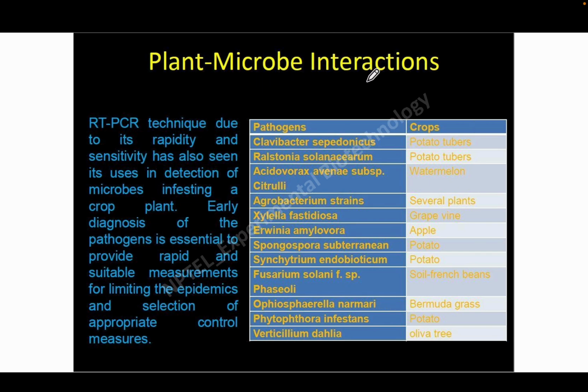Plant-microbe interaction. There are several pathogens: Clavibacter, Ralstonia, Acidovorax, Agrobacterium, and so on, and they happen to infect different plants. RT-PCR techniques, due to their rapidity and sensitivity, have also seen use in detection of microbes infecting crop plants. Early diagnosis of the pathogens is essential to provide rapid and suitable measures for limiting epidemics and for selection of appropriate control measures.